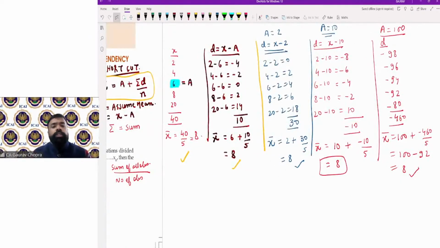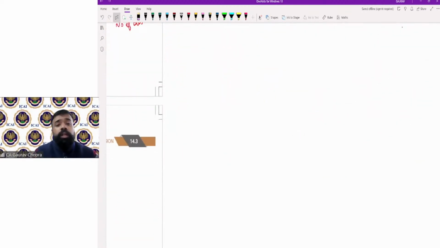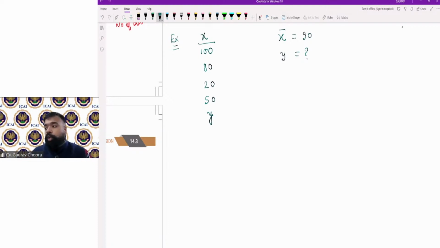So this was the basic calculation of arithmetic mean using the direct method as well as the shortcut method. Both methods we have done. Now, there can be some questions based on missing figures. Let's take one example. Some figures are given: 100, 80, 20, 50, and there is one value which is y. It is missing. The question says if x bar is equal to 90, find out the value of y.